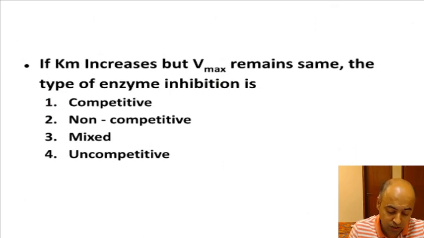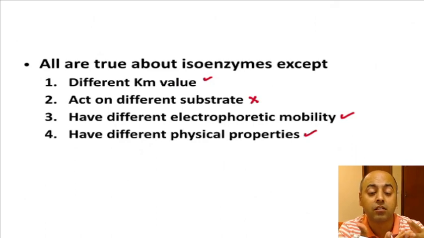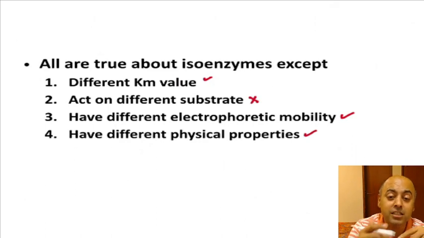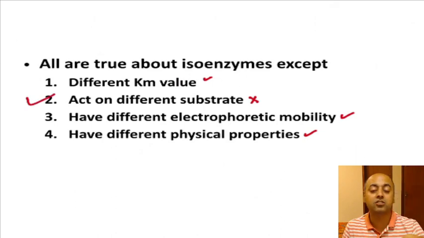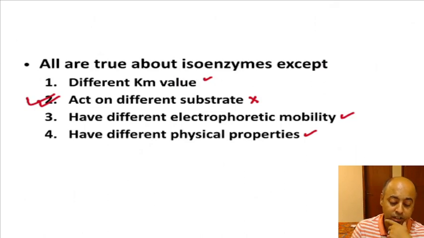Moving on to question number 3. All are true about isoenzyme except. They can have different Km value? Yes. They can have different electrophoretic mobility? Yes. They can have different physical properties? Yes. They can act on different substrates? No, they're catalyzing the same reaction. Isoenzymes are catalyzing the same reaction, so they must have the same substrate. This cannot be a correct statement, okay? So this is not true about the isoenzymes. We just said they can have different Km, they can have different Vmax, they can have different electrophoretic mobility, they can have different allosteric regulation. All of these can be different except for the action on different substrates.